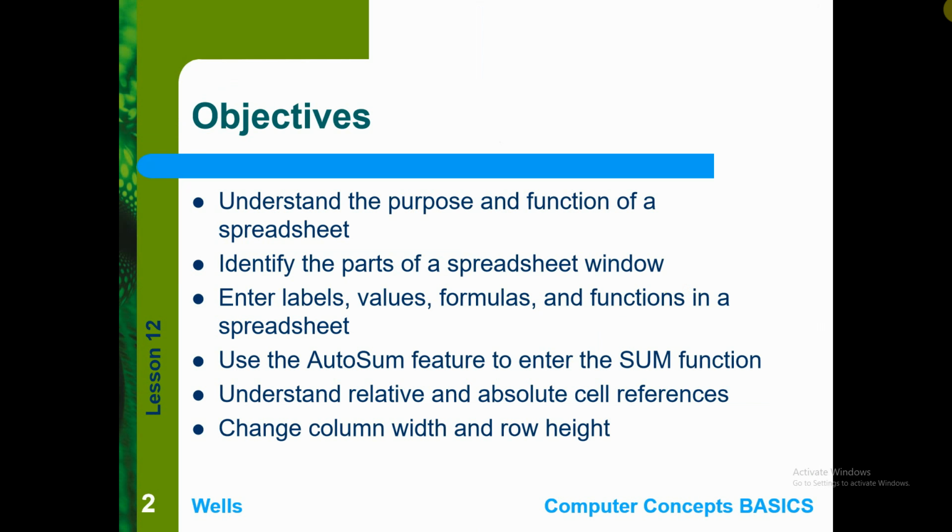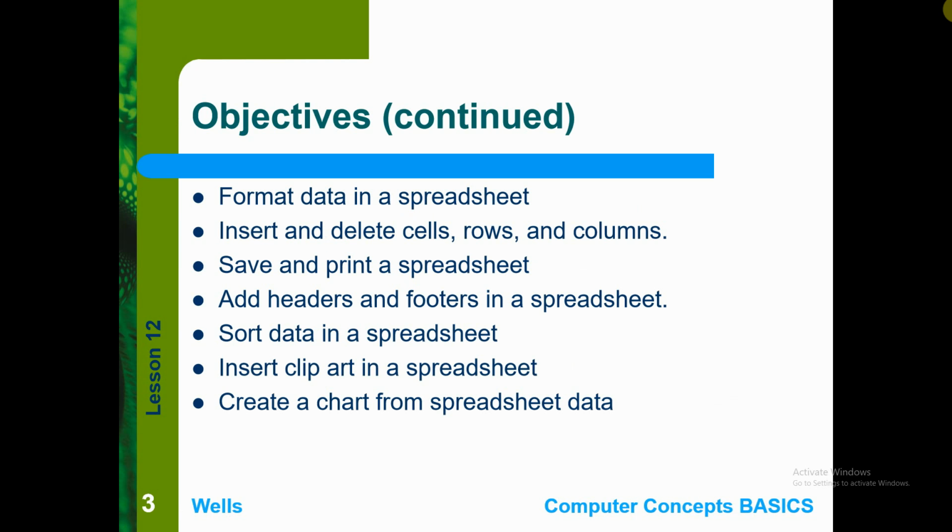We should also be able to identify the parts of the spreadsheet window. We enter values in formulas and functions, and we can use the AutoSum feature by entering the sum function. We also understand relative and absolute cell references, changing column width and row height, formatting the spreadsheet, and inserting and deleting cells, rows, and columns.